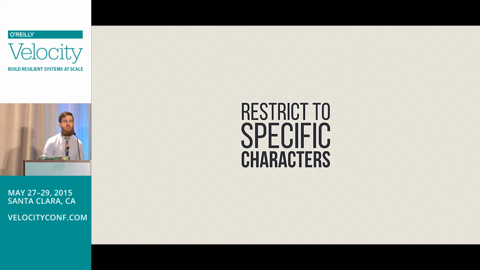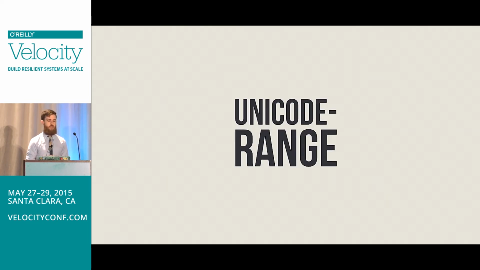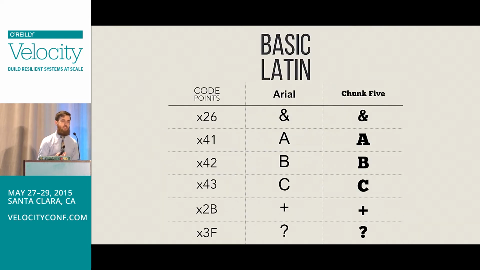If you want to restrict your font download to specific characters, you can use something called unicode-range. So fonts are actually made up of different code points that point to the different characters or glyphs in your font. So for example, hex 41 maps to uppercase A in the Latin alphabet. 2B maps to the plus sign. 3F maps to the question mark. And code points allow us to use different fonts for the same content.